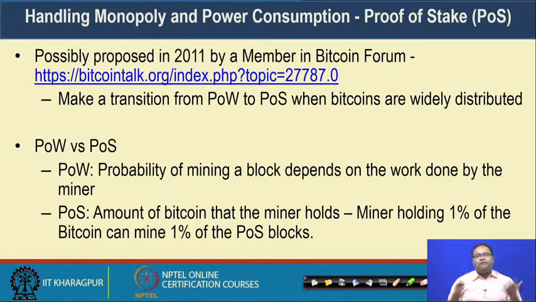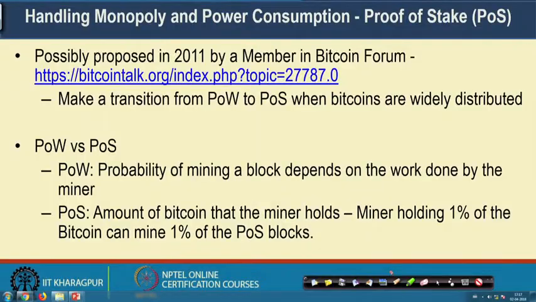So, to handle these two problems, monopoly and power consumption, in a proof of work based system, other consensus mechanisms came into practice. One popular one is the proof of stake mechanism. It was possibly proposed in 2011 by a member of the Bitcoin forum. The idea was to make a general transition from a proof of work based system to a proof of stake based system when the Bitcoins are getting widely distributed.